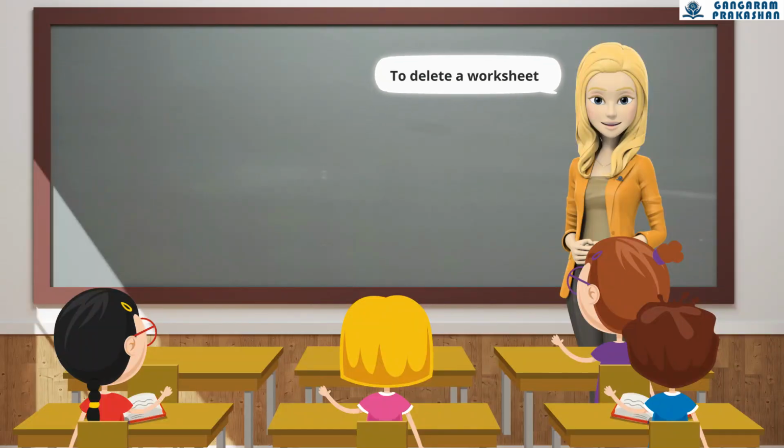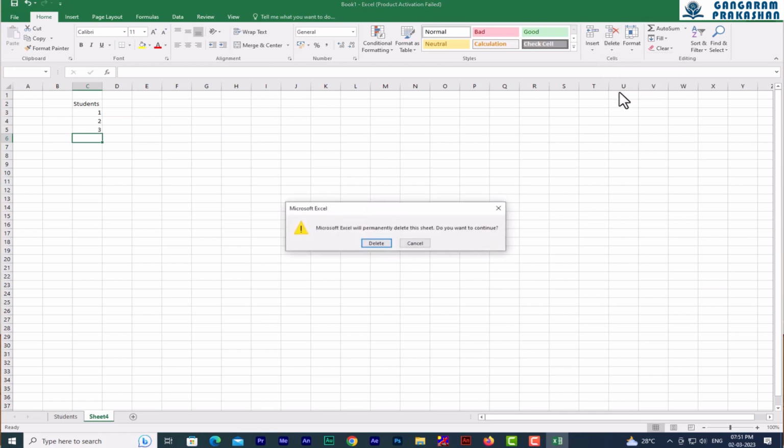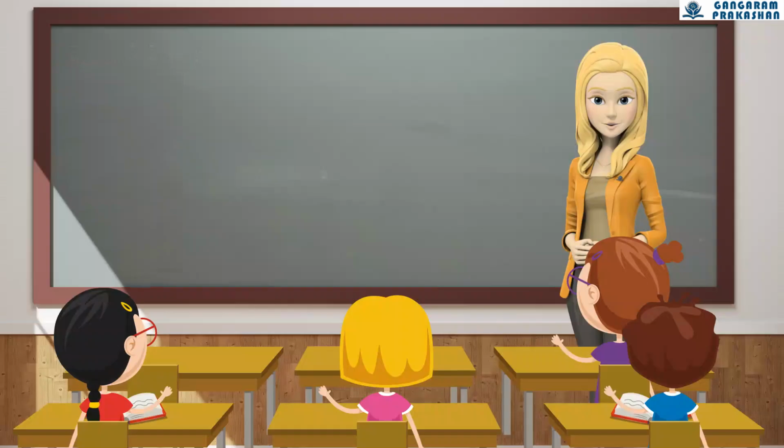To delete a worksheet: 1. Click the Worksheet tab you want to delete. 2. On the Home tab, click the Delete button in the Cells group. A drop-down list appears. 3. Click the Delete Sheet option. Excel displays a dialog box. 4. Click the Delete button. Excel removes the worksheet permanently from the workbook.